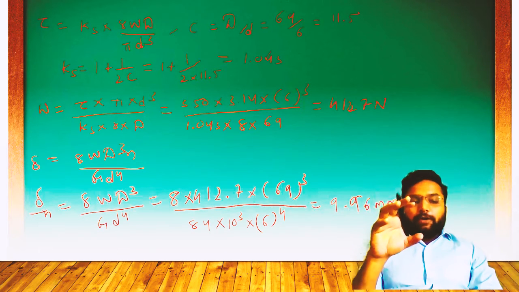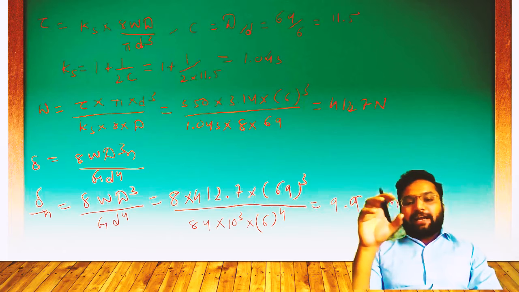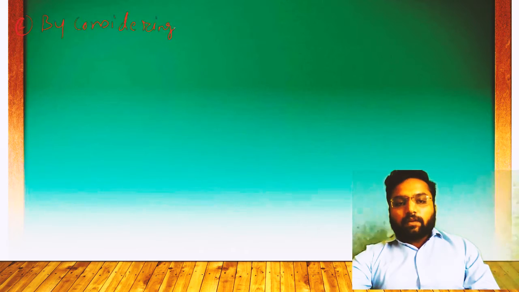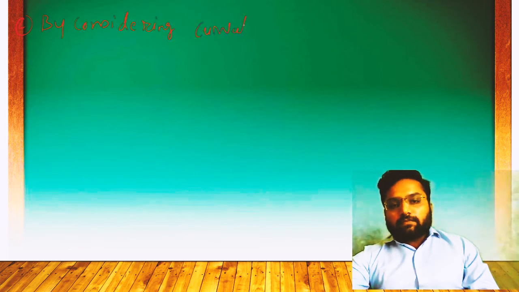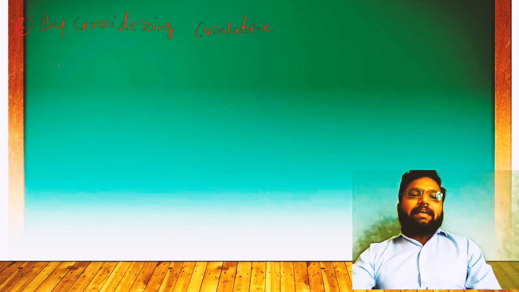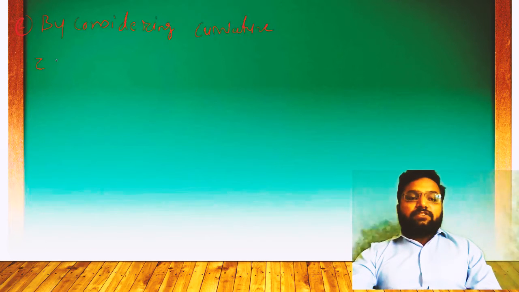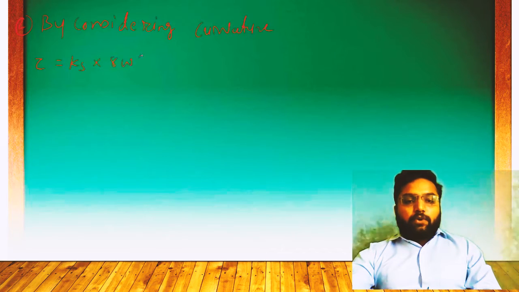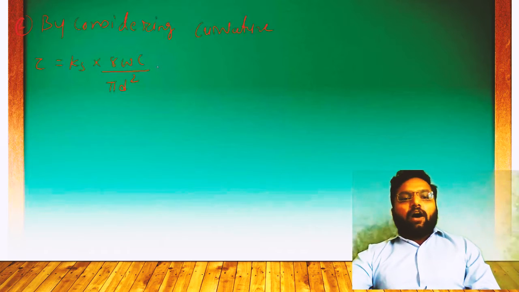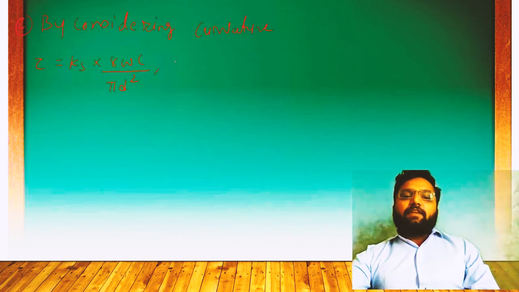I hope you got this point, how we are finding out this 9.96 mm. Clear? Now the second thing is by considering its curvature. In that case, shear stress will be the same, which is Ks into 8WC divided by pi d square. Here the value of Ks will be different.